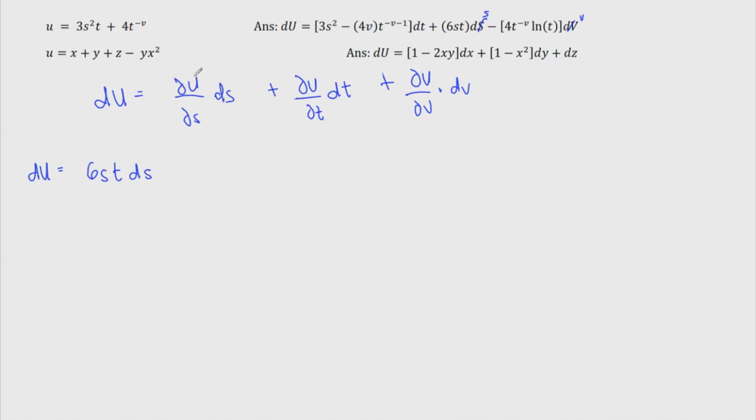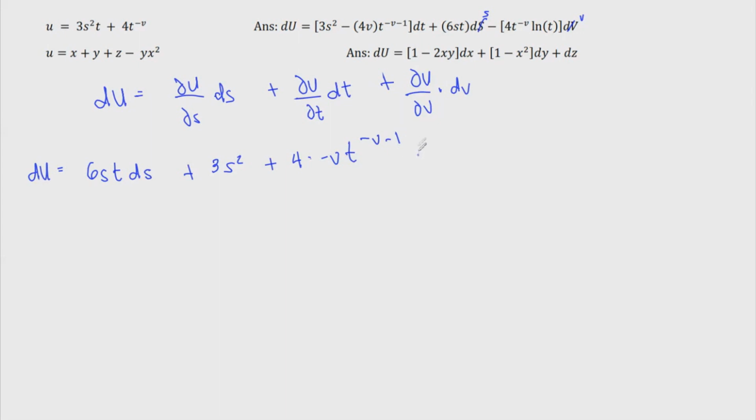We're done with the first term. Now for the second one, we need to treat s and v as constants. So with this, we have plus 3s squared, and then t is simply dt, but we also have t here, so we proceed first. That is plus 4 times t raised to negative v, and we know that if t is a variable and negative v is a constant, this is actually a power rule. So with this, we have 4 times negative v, and then t raised to negative v minus 1.